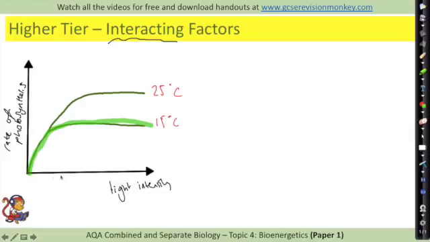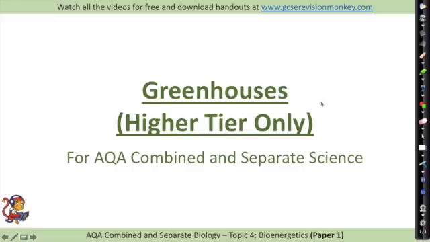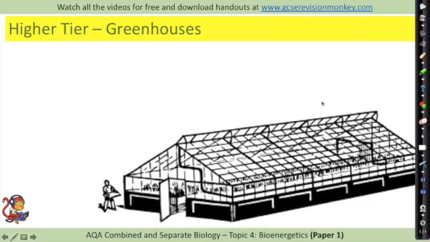And what this will show is that in this case, temperature was the limiting factor, because if you increased the temperature to 25, you increased the rate of photosynthesis. So temperature was a limiting factor affecting the rate of photosynthesis. Here we had one at 15 degrees that plateaued out, but if we increase the temperature, then the rate of photosynthesis also increased. This is not a difficult concept, but for higher tier only, you also need to know a little bit of detail about how greenhouses are managed.